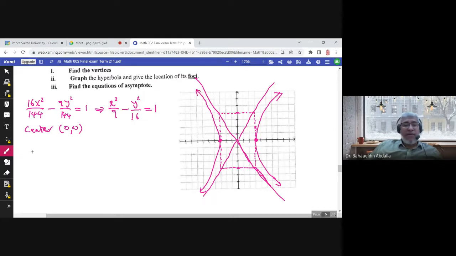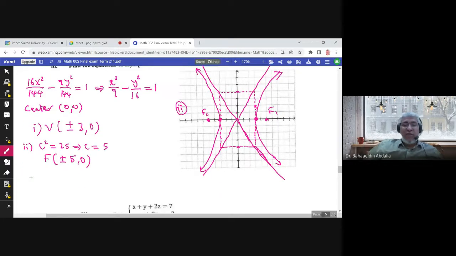And he is asking about the vertices. So the vertices are 3, 0 and negative 3, 0, or plus or minus 3 and 0. And this is the graph. And look at the foci. The foci would be somewhere here to the right. How to find the foci? c squared is a squared plus b squared. So 9 plus 16, that's 25. So c is 5. Here is the first focus and here is the second focus, F1 and F2. So the foci have coordinates plus or minus 5 and 0.